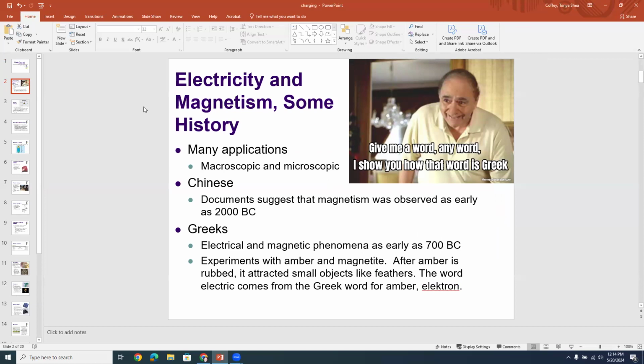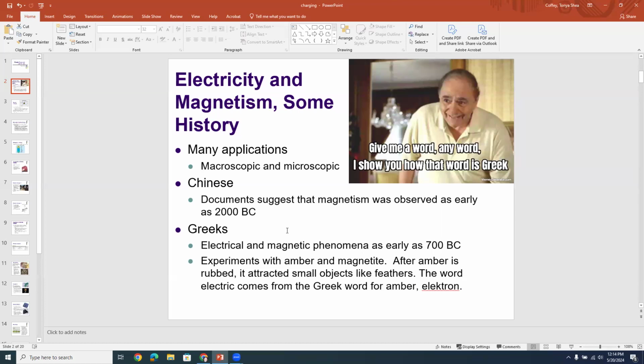There's a lot of applications to electricity and magnetism, both macroscopic and microscopic, but it all got started probably with the Chinese as early as 2000 BC. Those documents suggest that they observed magnetism probably from natural rocks like lodestone as early as 2000 BC. And then there's recorded work done by the Greeks of electrical and magnetic phenomena as early as 700 BC.